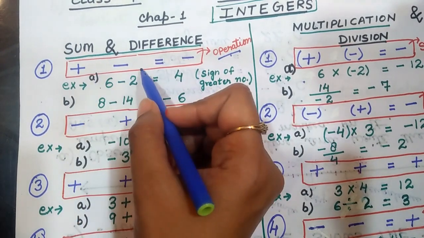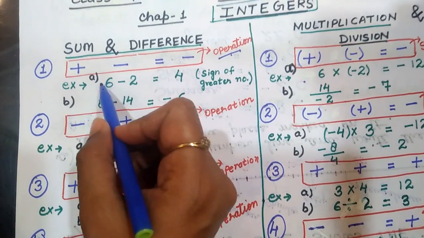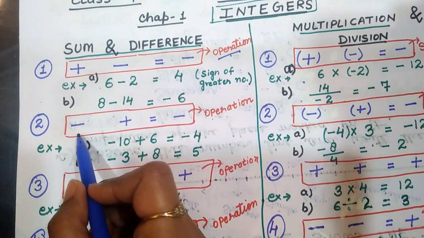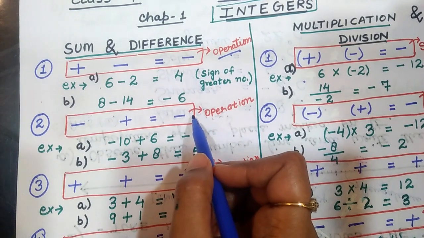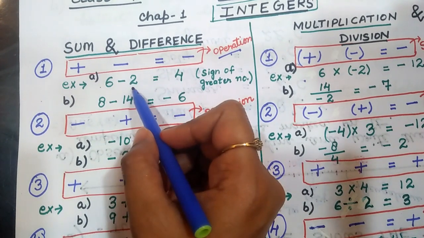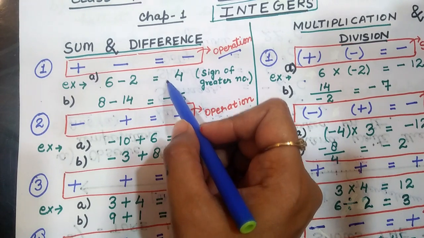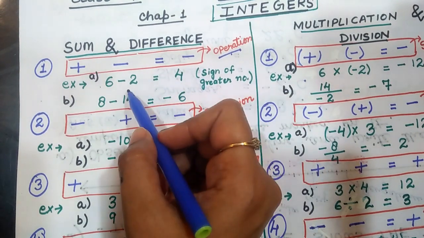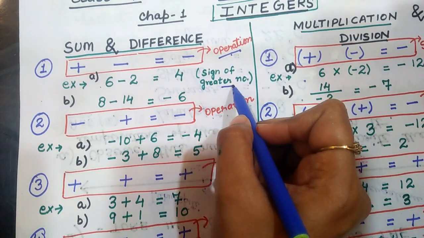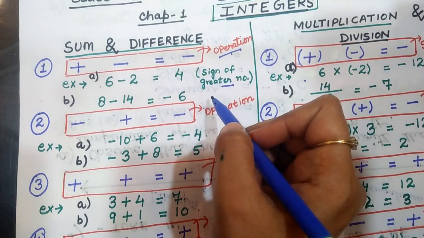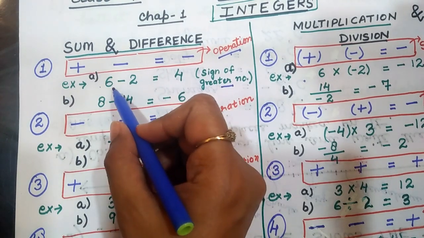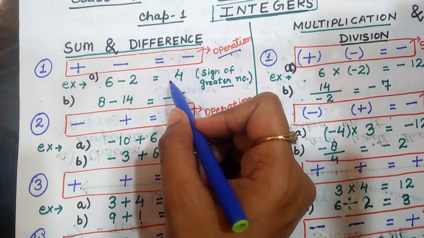How do we remember? Plus minus is minus. When the two integers have different signs, then we do subtraction. So when we have a positive integer and a negative integer, plus 6 minus 2, plus minus is minus, so we will do subtraction. 2 goes away from 6, gives you 4, and the sign of the greater number comes in the answer. So for that we will see which number is greater. 6 is greater, it is positive, so the answer will be positive.